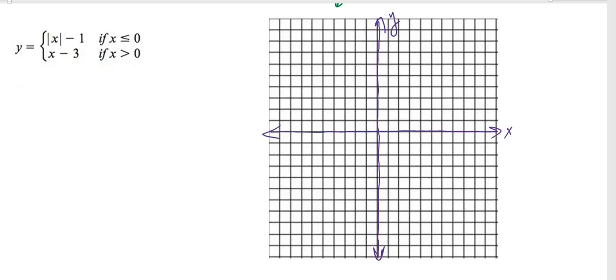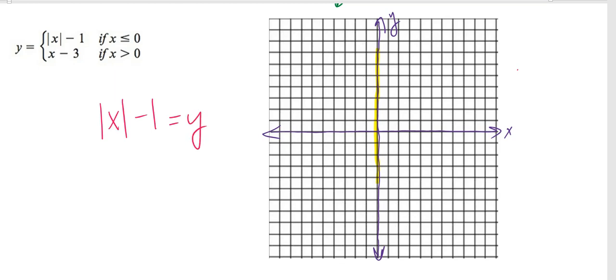So for this problem, when x is equal to 0 is going to be where it's going to change. Okay, so I'm going to consider that. So anywhere left of the yellow line, these are all my values that are less than or equal to 0. And anything on my right, these are going to be my values that are greater than 0. Okay, so let's first graph the left side.